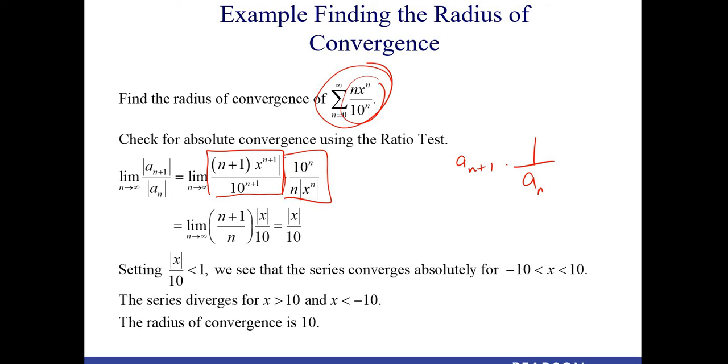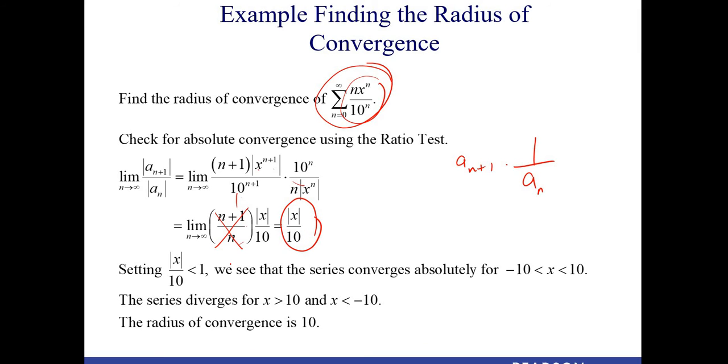So combining as fractions on top of each other, n plus 1 over n, x to the n plus 1 over x to the n gives me x, and 10 to the n over 10 to the n plus 1 gives me 1 over 10. The limit as n approaches infinity, this expression approaches 1, so I'm left with this expression.